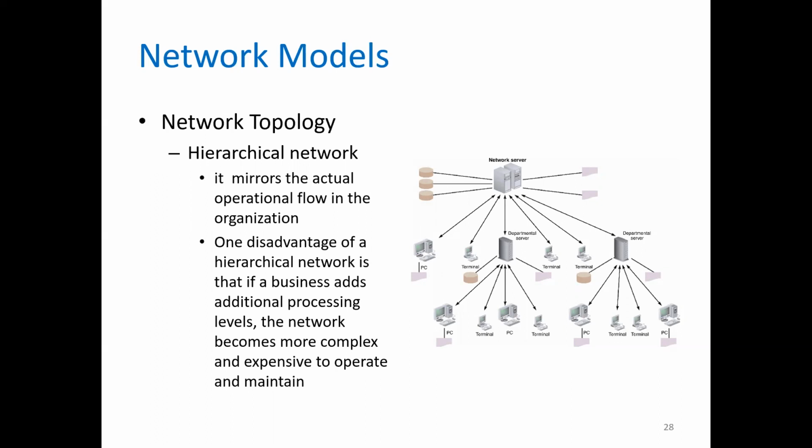The hierarchical topology model is made up of the following: a core layer of high-end routers and switches optimized for network availability and performance, a distribution layer of routers and switches implementing forwarding decisions, an access layer connecting users via hubs, bridges, switches, or routers. The advantage is that this topology provides high scalability. The disadvantage of hierarchical network is that if a business adds additional processing levels, the network becomes more complex and expensive to operate and maintain.